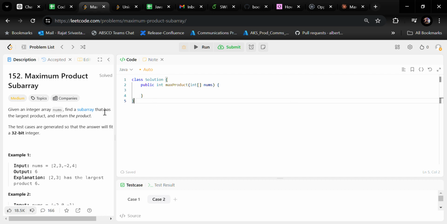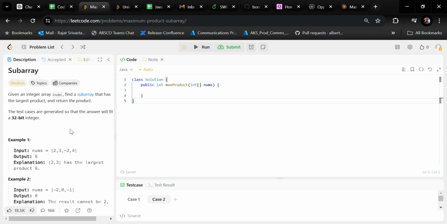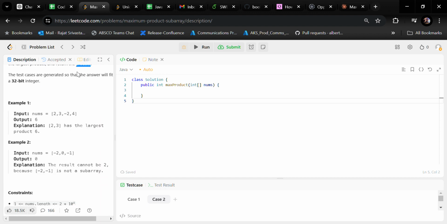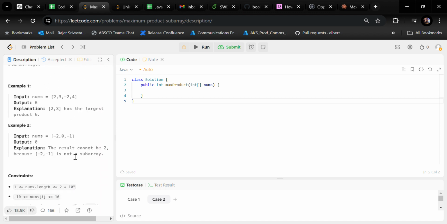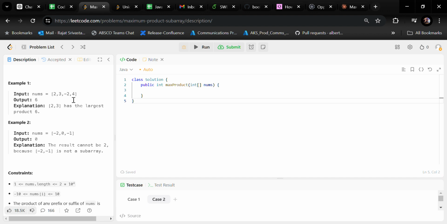Hey, hello everyone. So today we're going to solve this problem, maximum product subarray. The problem says that we have to find a subarray with the largest product, and we have to return the product. The input is 2 3 -2 4. These are the elements, and we have to find the maximum product of the subarray, and we have to consider contiguous.